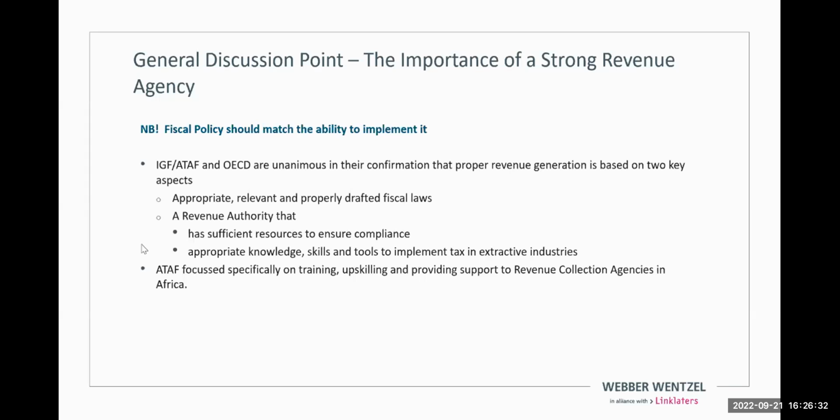And I think going back to the tax planning from a taxpayer point of view, if they have a revenue authority with which they can engage openly, honestly, who will assess them fairly and give them a means to appeal an assessment that they feel does not suit or isn't based on the correct understanding, that provides an economic hub for everyone to grow. And I think the research from ATAF, or the documents released by ATAF, is that they're specifically focusing on training and upskilling revenue collection agencies in Africa.